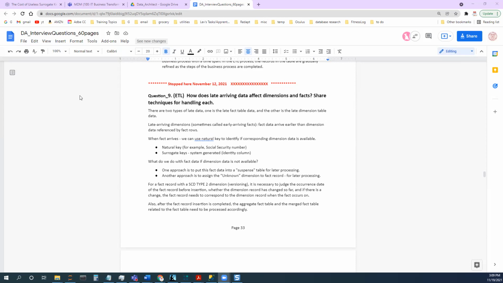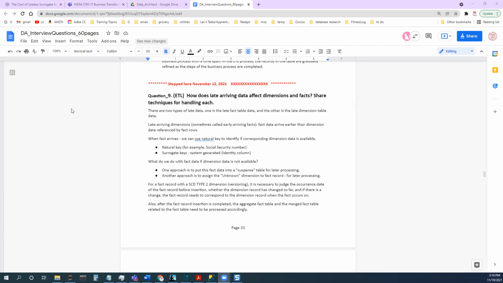Late arriving dimensions, sometimes called early arriving facts: fact data arrives earlier than the dimension data referenced by fact rows. When a fact arrives, we can use the natural key to identify if the corresponding dimension data is available. Natural key, for example, social security number. Surrogate key is a system generated identity column. What do we do with the fact data if dimension data is not available? One approach is to put this fact data into a suspense table for later processing. Another approach is to assign the unknown dimension to the fact record for later processing.